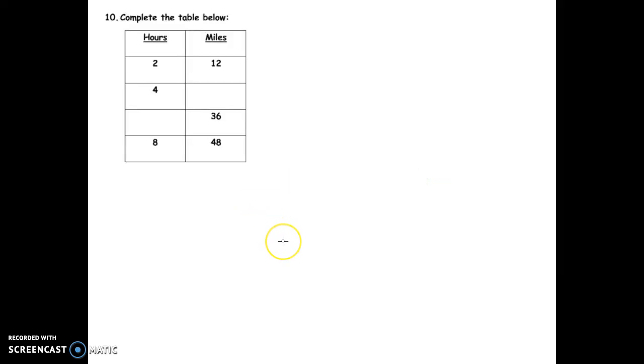All right, number 10. Complete the table below. We have hours and miles over here. So all you got to think about is these relations over here. So 2 hours to miles. In 2 hours, they did 12 miles. So 2 times what equals 12? It would be times 6, right? 2 times 6 equals 12.